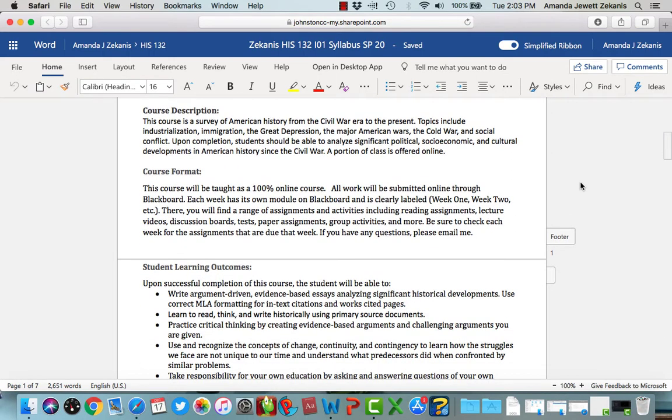All right, so we are going from roughly the Civil War era. We'll be picking up right when the Civil War is getting ready to end. It's ending and we get Reconstruction. We're going all the way to about 2008. That is about as far as I can get currently. We are talking about all kinds of stuff: industrialization, immigration, the Great Depression, major American wars, the Cold War, social conflict, all that kind of stuff.